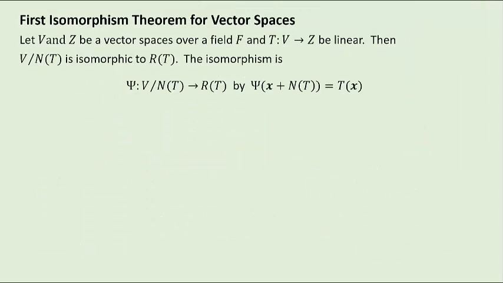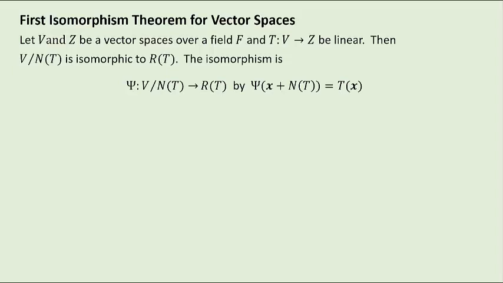I didn't want to let the semester end without bringing you back to the first isomorphism theorem. It's exactly the same as it was in group theory. Let V and Z be vector spaces over a field F, and T be a linear transformation from V to Z. Then the quotient space V mod N(T), the null space, is isomorphic to the range of T.